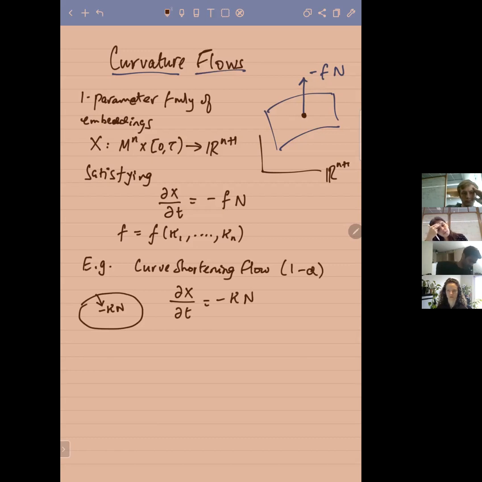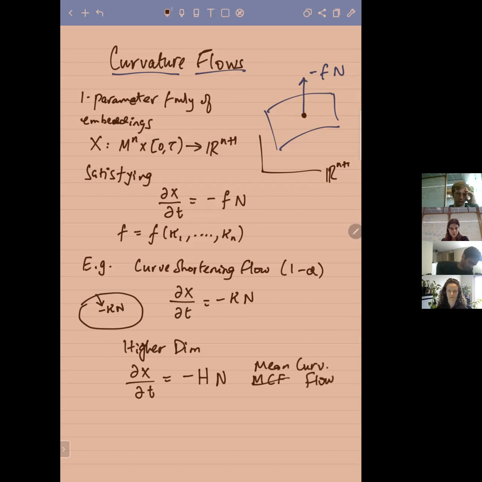In higher dimensions, we have flows based on the curvature functions we talked about before. So if I use the mean curvature here, H, this is called the mean curvature flow. Let me just write it down: mean curvature flow. And it's the first example.